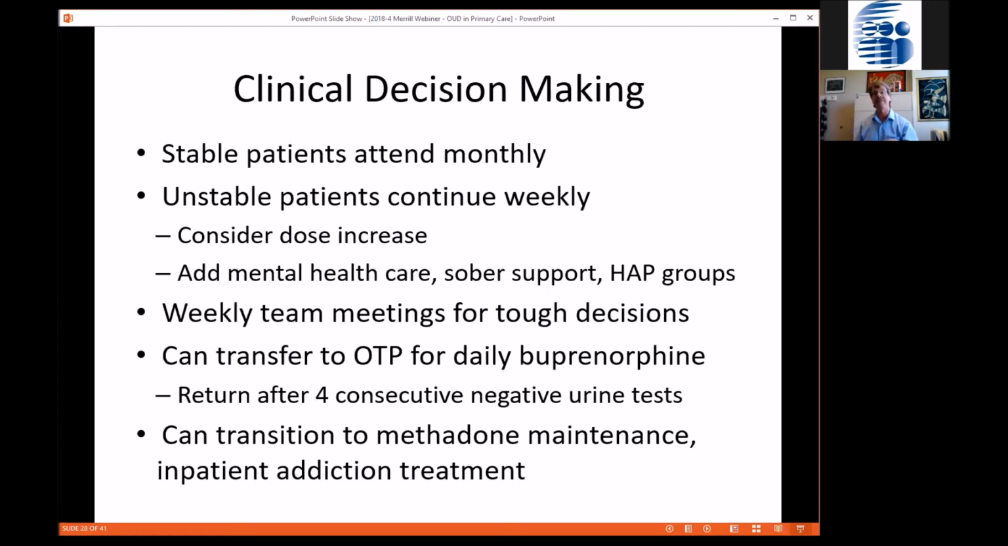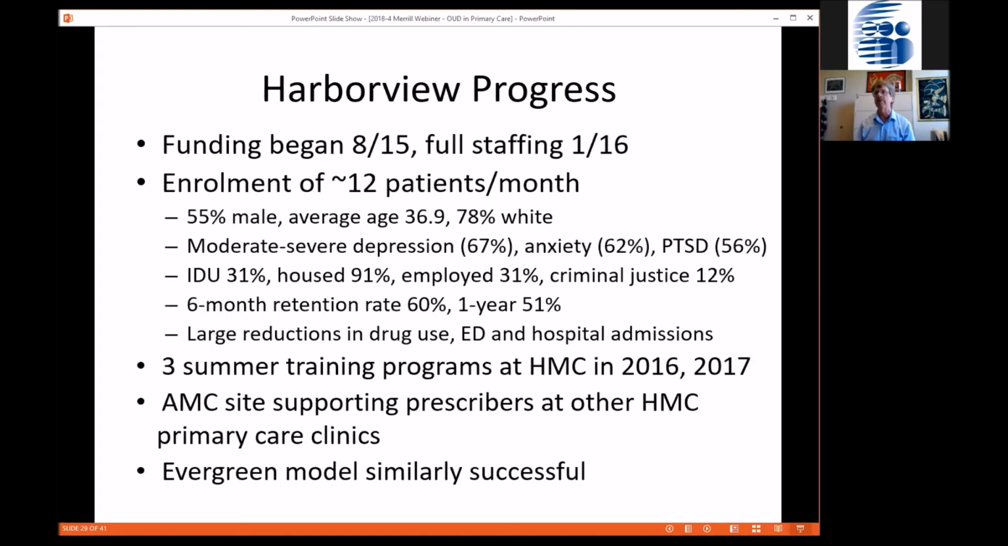We have weekly team meetings to talk about patients where we have to make tougher decisions. We can also transfer patients to an opioid treatment program, that is Evergreen, for daily buprenorphine, and they can come back if they do well in that setting. Or they can transition to methadone maintenance or inpatient addiction treatment. Maybe their social situation is too chaotic to be successful.